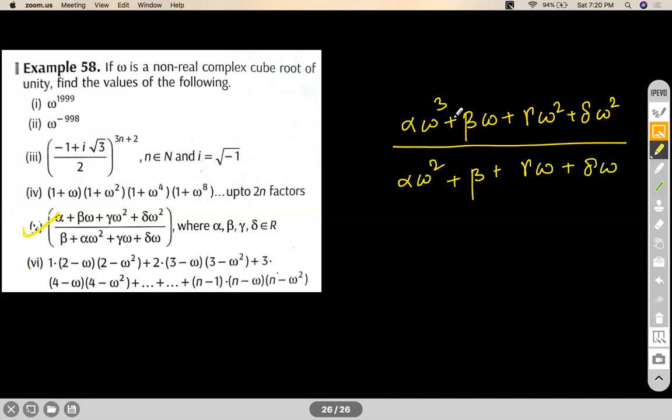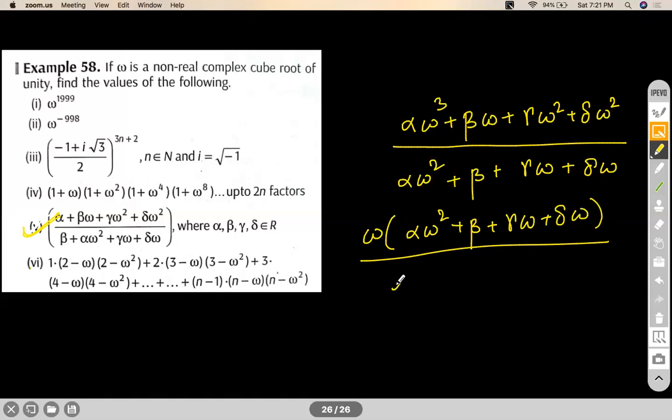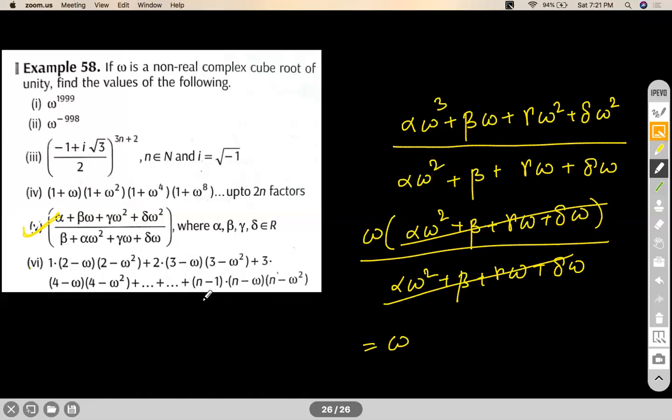omega. Now take an omega common from the numerator. And there you go, this becomes the same as the denominator. So the answer is omega. These kinds of questions can also be asked in some form or the other, so please be careful of that, because they all keep converting into one another.